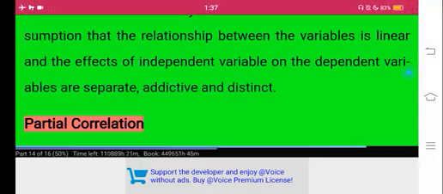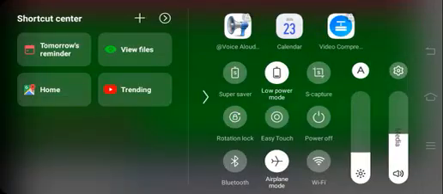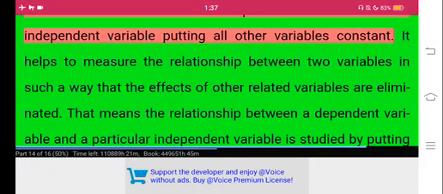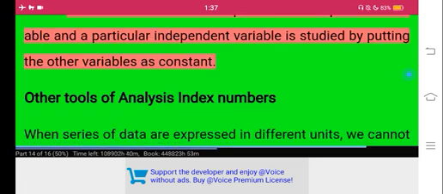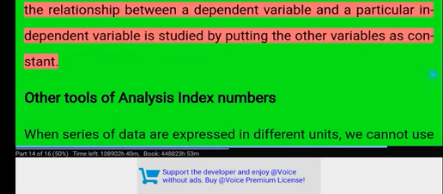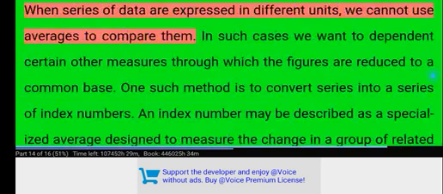Partial correlation is the correlation between one dependent variable and one independent variable, keeping all other variables constant. It helps to measure the relationship between two variables in such a way that the effects of other related variables are eliminated. That means the relationship between a dependent variable and a particular independent variable is studied by keeping the other variables constant. Other tools of analysis: index numbers.